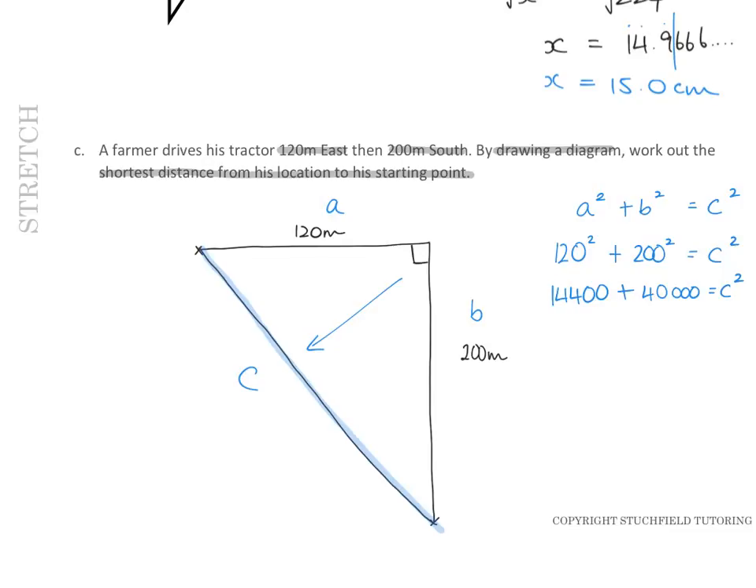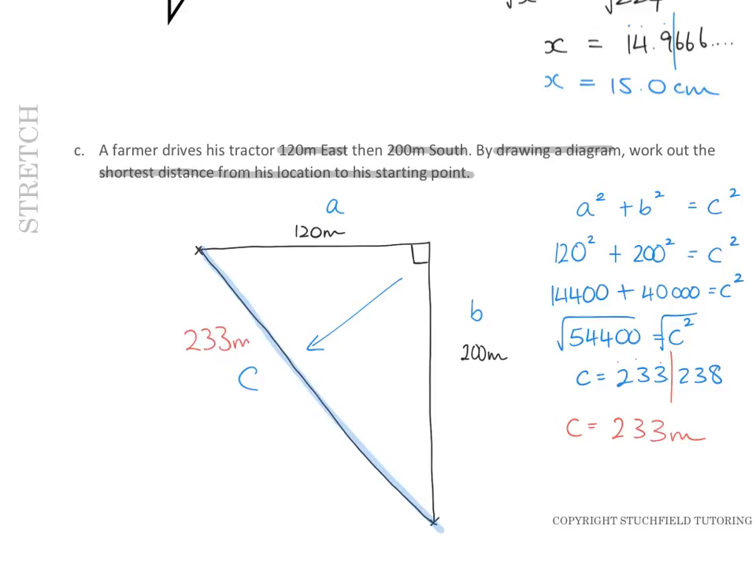So we add those together. So C equals square rooting. And then we can round. So 1, 2, 3, and then round. So C equals 233 metres. And that is my answer.